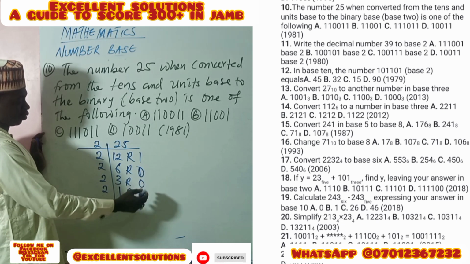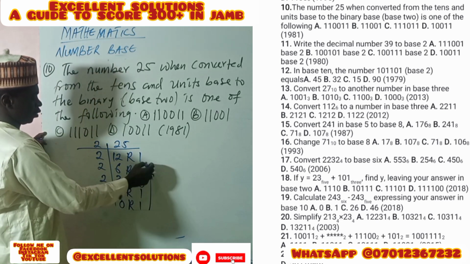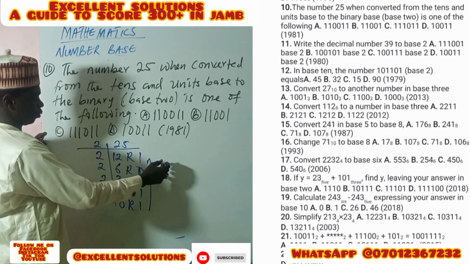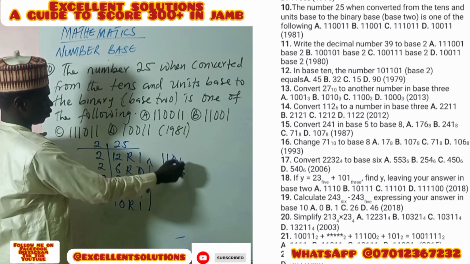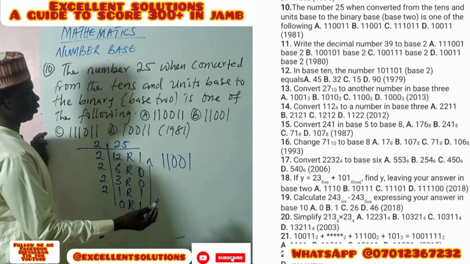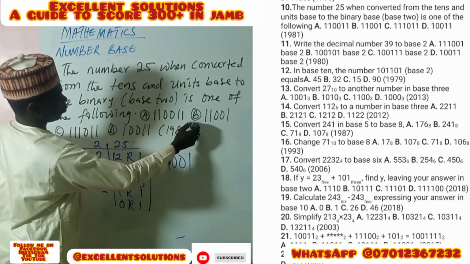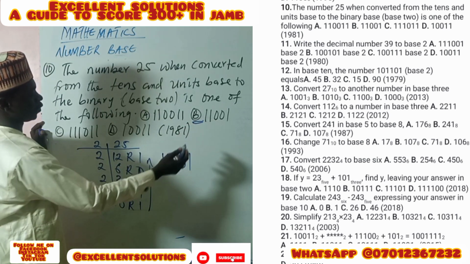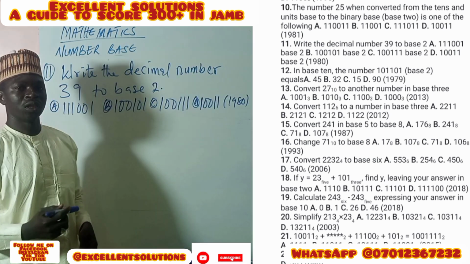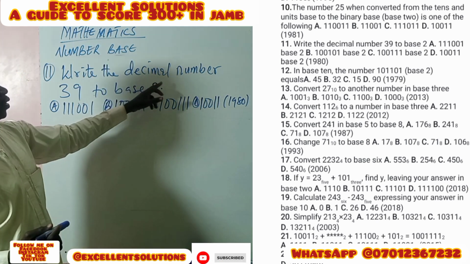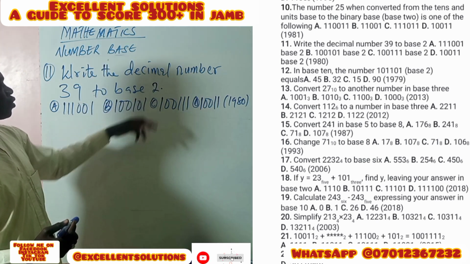So we look at this number, we take it from down up, we are having 1, 1, 0, 0, 1. And if we look at our options, in option B, we have 1, 1, 0, 0, 1. The answer is B. Question 11 says, write the decimal number 39 to base 2.